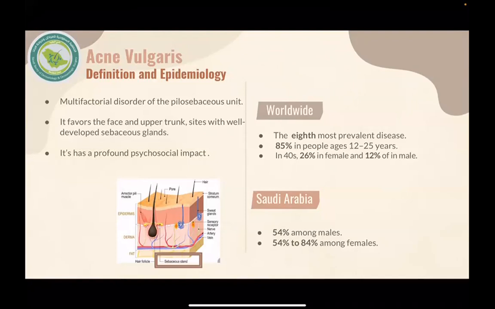Regarding the epidemiology, acne is considered the 8th most prevalent disease worldwide, affecting around 80% of people between 12 to 25 years. And in 40s, acne prevalence is 26% in female and 12% in males. What about our population? I found one systematic review includes 5 studies, and the findings suggested that the mean acne vulgaris prevalence was 54% among males and 54% to 84% among females.